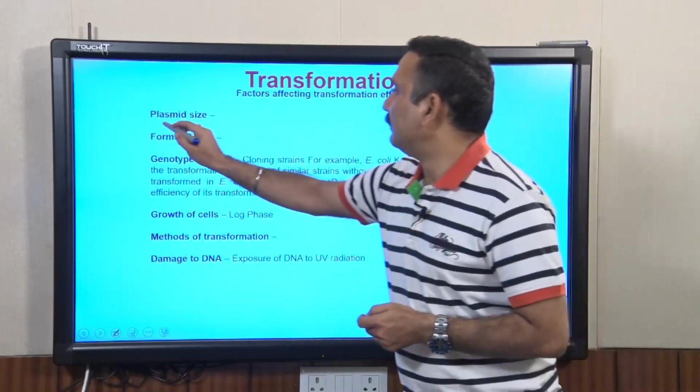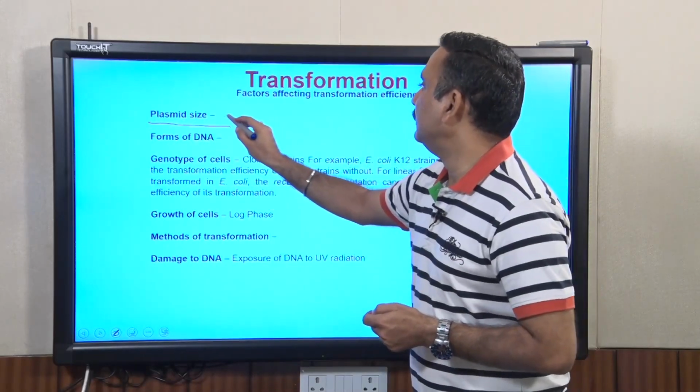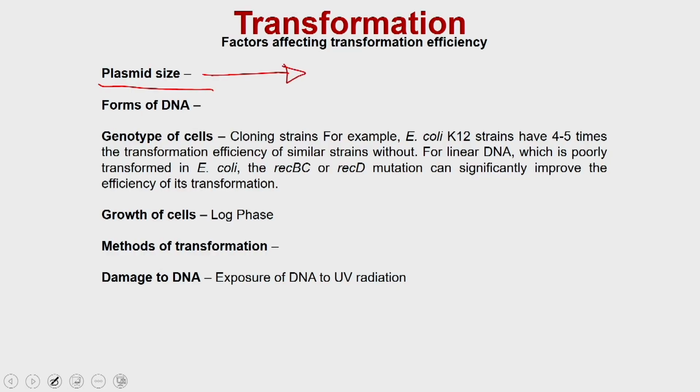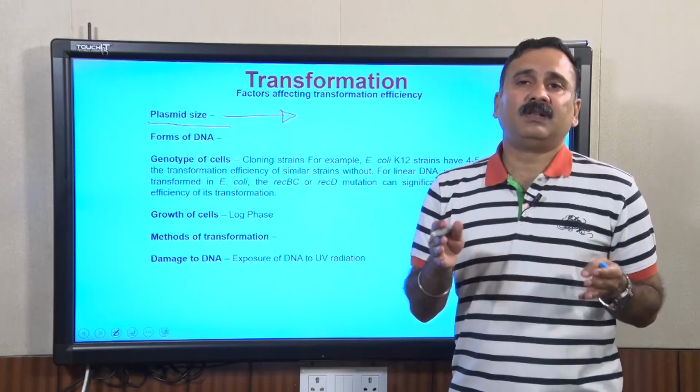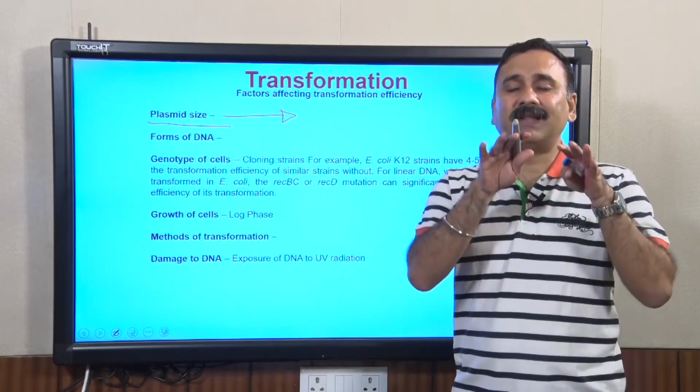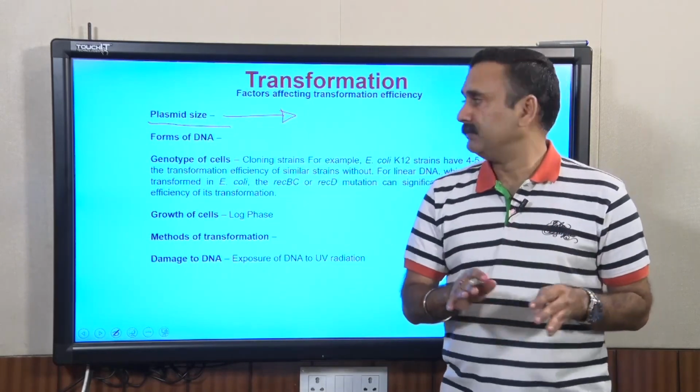One of the crucial points is the size of the plasmid. As the size of the plasmid goes up, the transformation efficiency will go down. Up to a certain size the transformation efficiency is unaffected, but if you take a plasmid of 10 kb or even more, then the transformation efficiency will drastically go down.